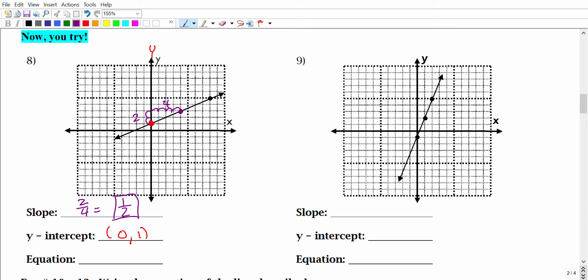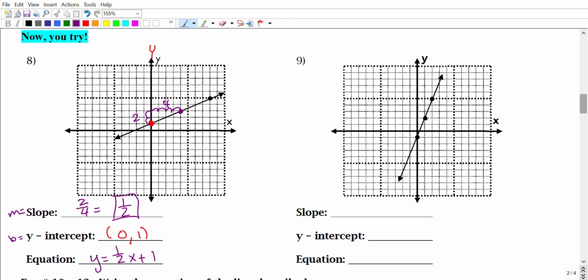Okay, now let's go ahead and write our equation. We have everything we need. We have our m, right? We have our b. So let's go ahead and write our equation. We have y equals m, which is 1/2, x plus b, which in this case is a 1. So hopefully you guys had a similar answer.